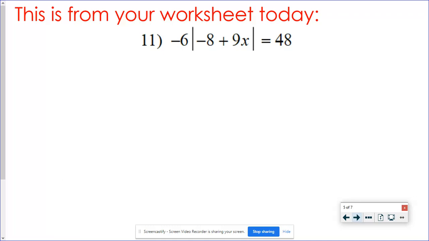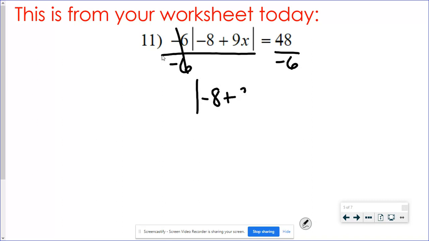So here's another problem right from your worksheet today. Remember, the first step is I need to get the absolute value all by itself. So I have to get rid of that -6. Remember, we do not ever, ever, ever, ever, ever distribute into absolute value. To get rid of multiplying by -6, I'm going to divide by -6, which gives me my absolute value equals -8.